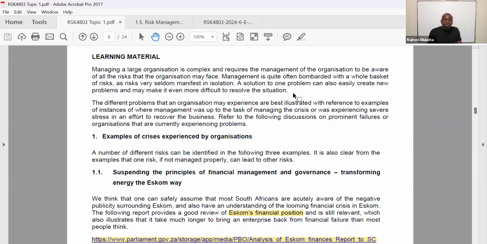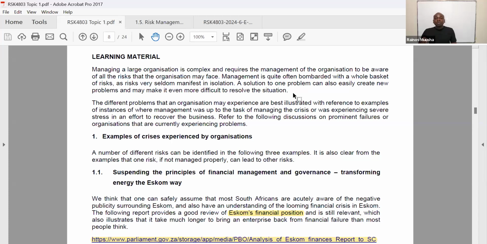And we are going to look at these types of problems as well in study unit 2.1. Then they say the different problems that an organization may experience are best illustrated with reference to examples of instances where management was up to the task of managing the crisis or was experiencing severe stress in an effort to recover the business. Refer to the following discussions on prominent failures or organizations that are currently experiencing problems.